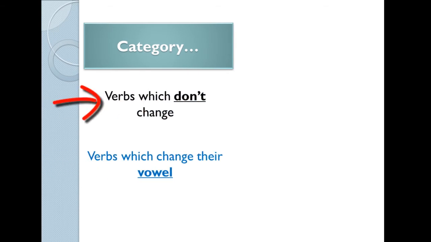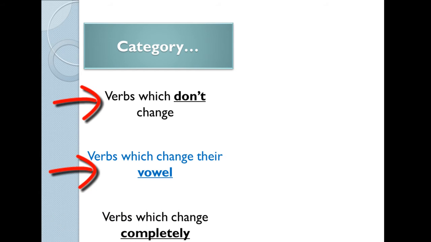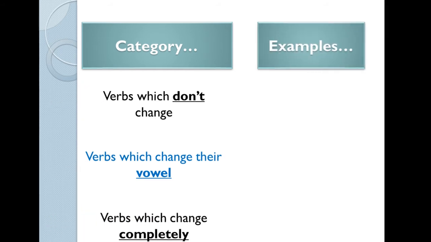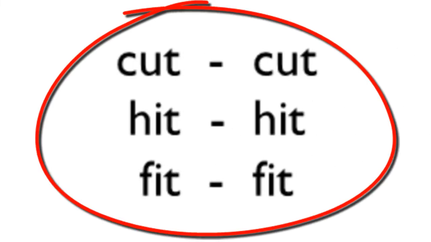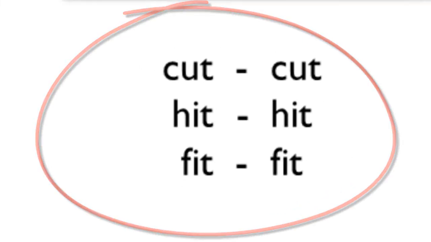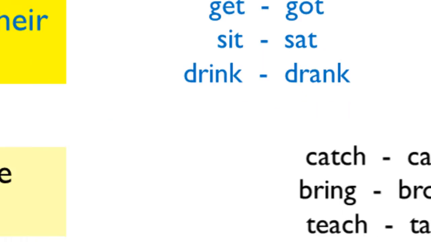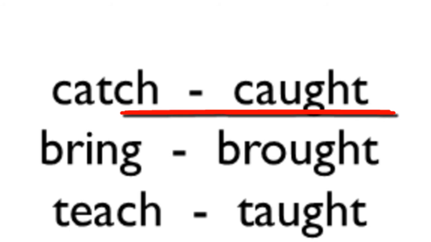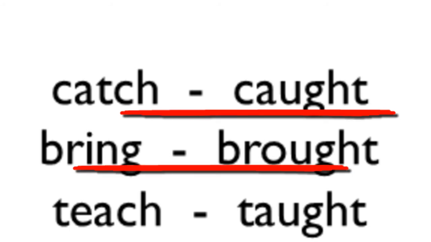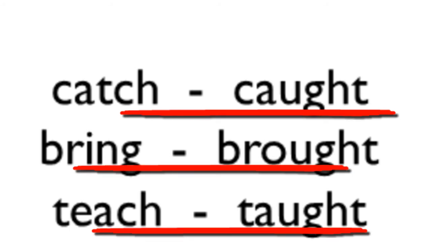Verbs that don't change, verbs where one vowel changes, and verbs that change completely. Examples for verbs that don't change: cut, hit, and fit. Verbs that change one vowel: get, got, sit, sat, drink, drank. And those that change completely: catch, caught, bring, brought, teach, taught.